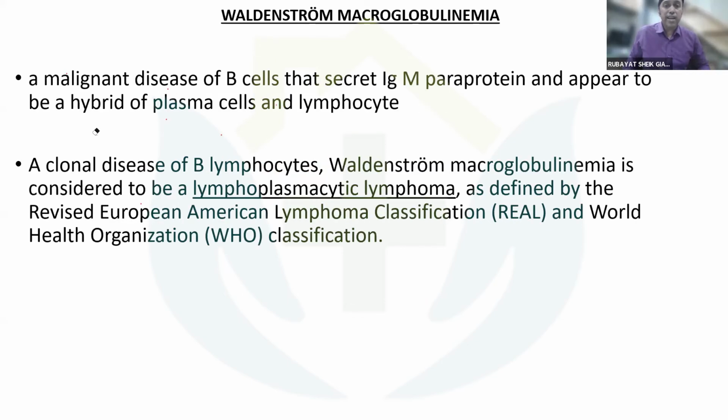As I told you, it's a hybrid tumor. It's a hybrid in the sense that it involves plasma cells and lymphocytes. In fact, recently, there is another name for this condition, lymphoplasmacytic lymphoma, because it's a mixture of plasmacytic and lymphocytic tumors. Lymphoplasmacytic lymphoma. This term is not commonly used in the exam, but this is the term that's coming up recently, lymphoplasmacytic lymphoma.